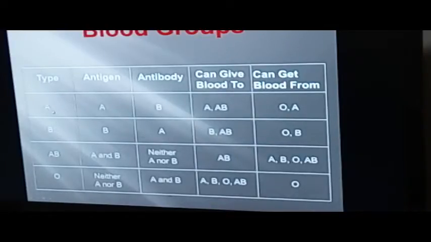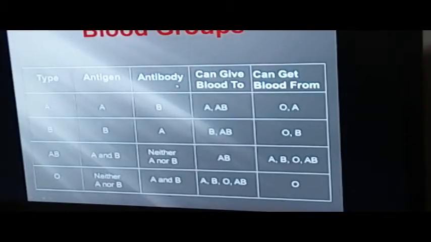So here are your blood groups, A, B, AB, and O. Antigens, the sprinkles on your red blood cells, on your donuts. If you're A, you have the A antigen. If you're B, you have the B antigen. AB, you have both. O, you have neither antigen.